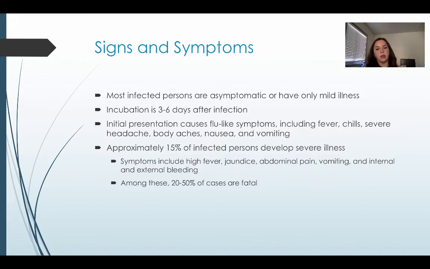So these symptoms include a high fever, jaundice, abdominal pain, vomiting, internal and external bleeding, as well as multiple organ failure, and eventually also a slowed heart rate, as well as decreased brain activity, which can lead to a coma and eventual death. So approximately 20 to 50% of these more severe cases are fatal. It's difficult to estimate because yellow fever is very difficult to diagnose. A lot of the symptoms are very similar to other fever-like illnesses such as dengue fever or Ebola and West Nile virus.